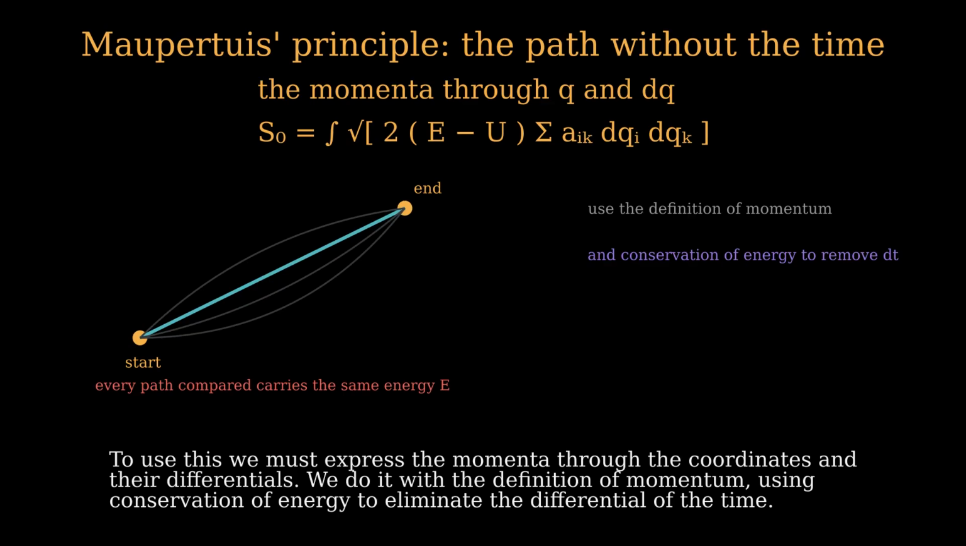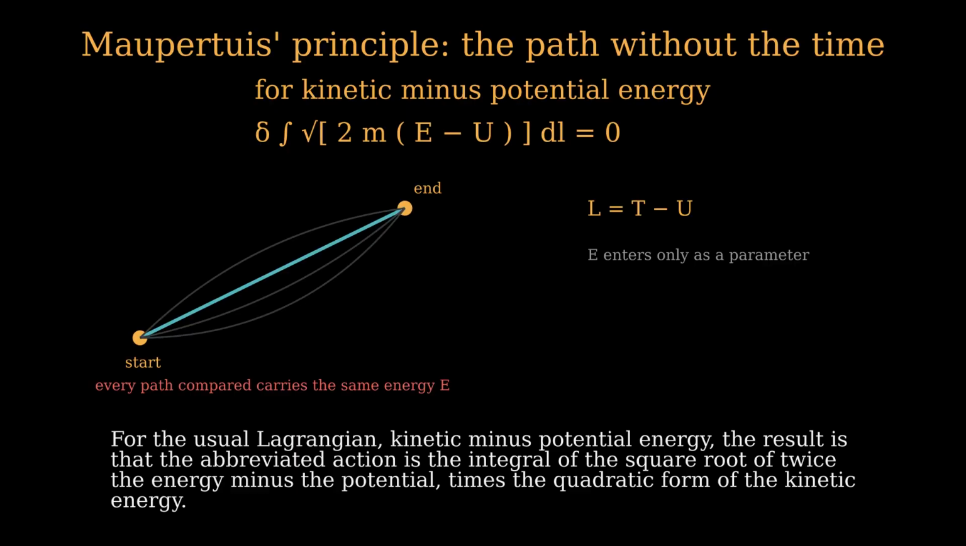We do it with the definition of momentum, using conservation of energy to eliminate the differential of the time. For the usual Lagrangian, kinetic minus potential energy, the result is that the abbreviated action is the integral of the square root of twice the energy minus the potential times the quadratic form of the kinetic energy.